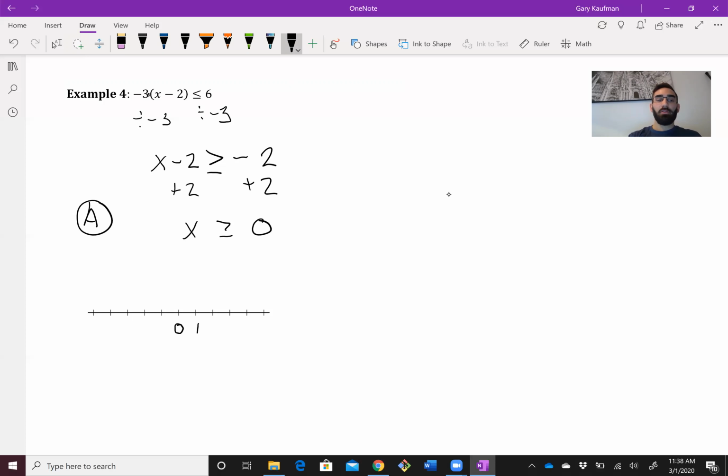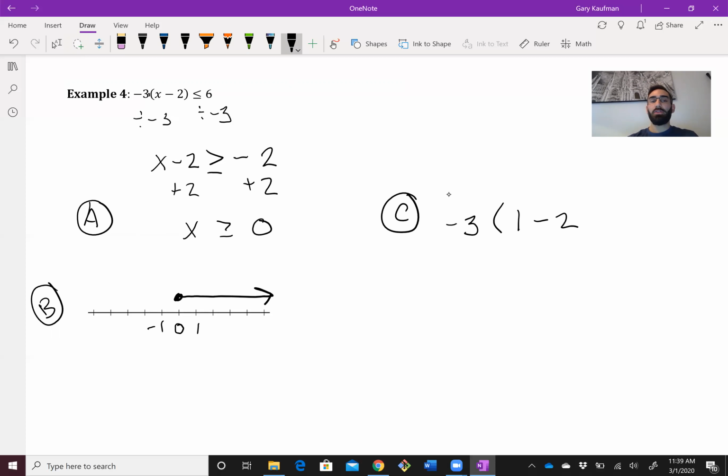Because it's 0, I'm just going to put in some numbers there to show that I understand how it works. I need a closed circle. Greater than or equal is to the right. Let's now test. Well, let's test with 1. -3 times 1 minus 2, less than or equal to 6. -3 times -1, less than or equal to 6. 3 less than or equal to 6. Yeah, that works. So don't forget when we divide or multiply by a negative.